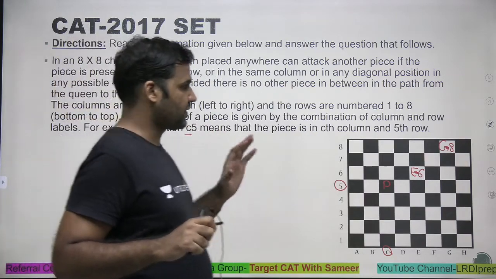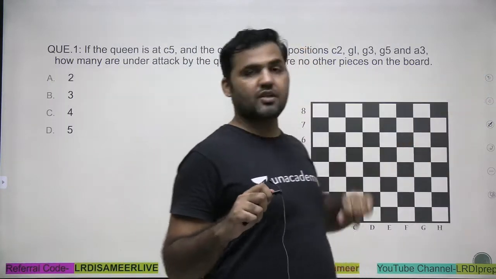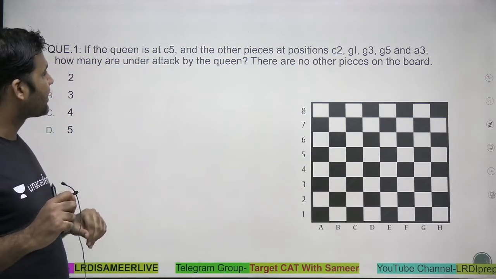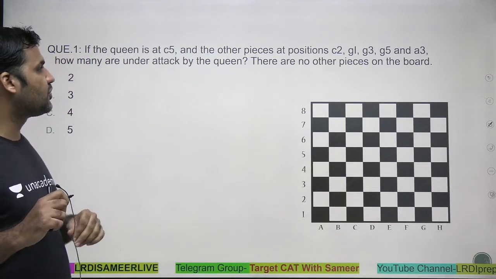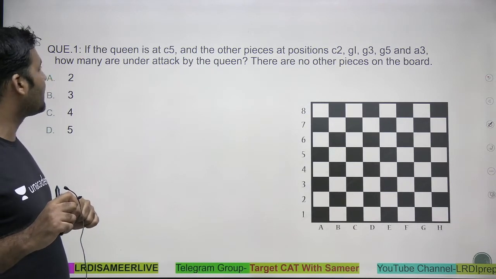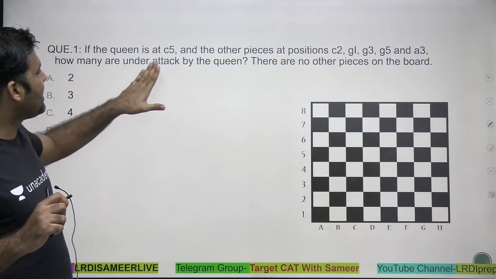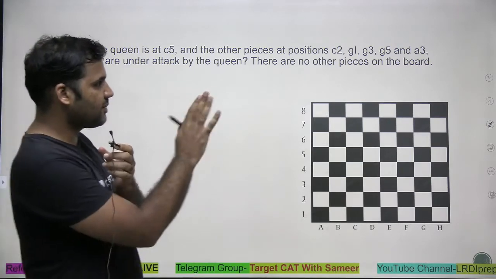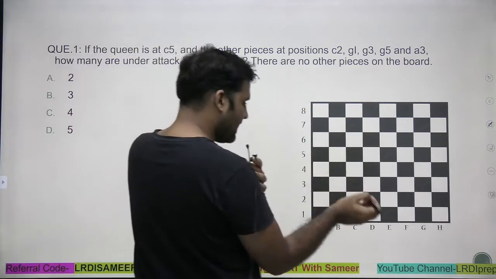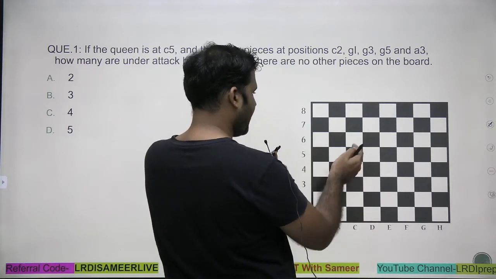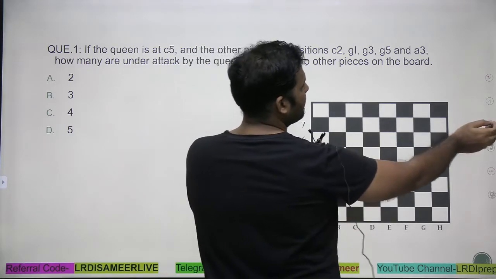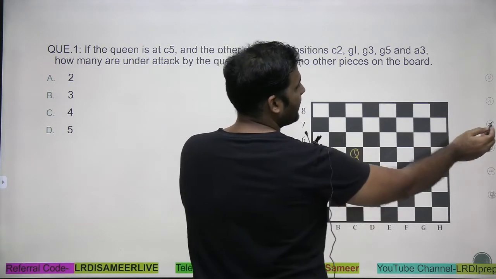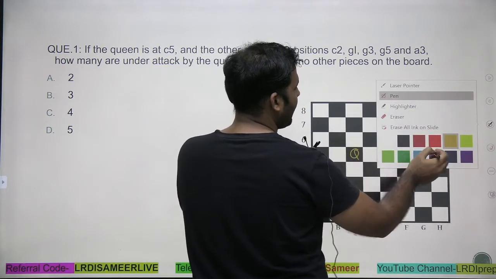These are the instructions of the set, right? Now, here is question number 1 of the set. It says if the queen is at C5 and the other pieces are at positions C2, G1, G3, G5 and A3, how many are under attack by the queen? There are no other pieces on the board. So the queen is at C5. This is the position of the queen.